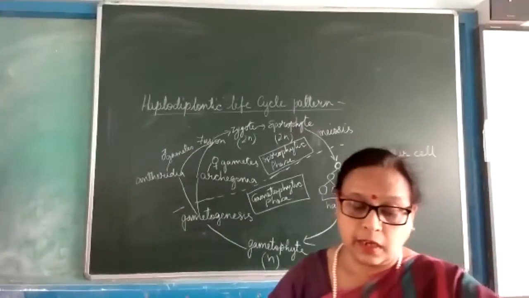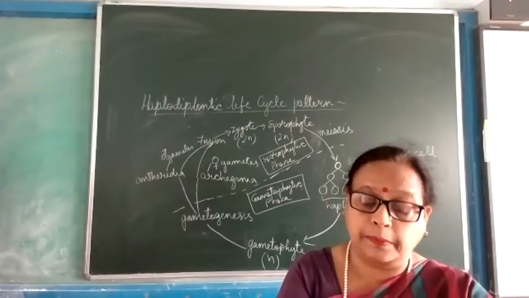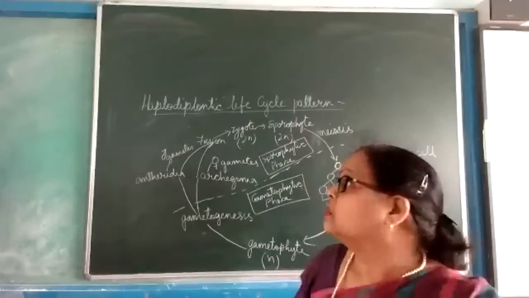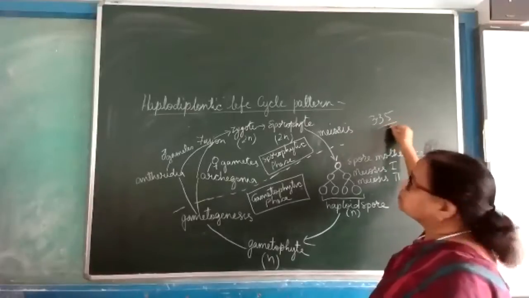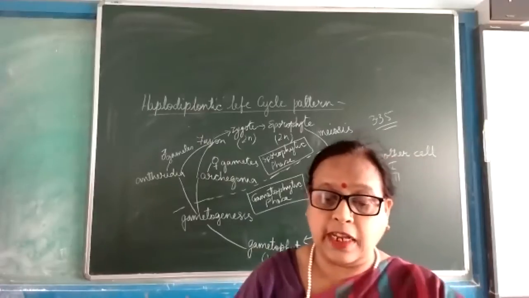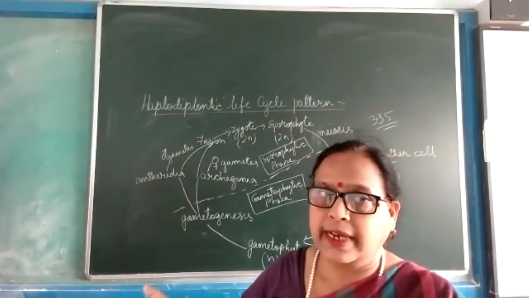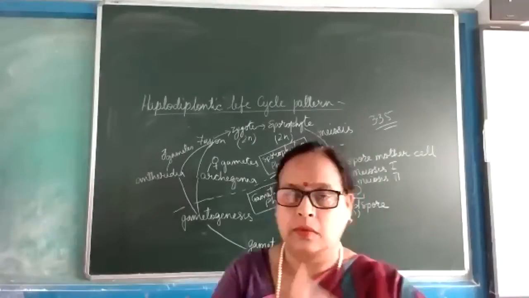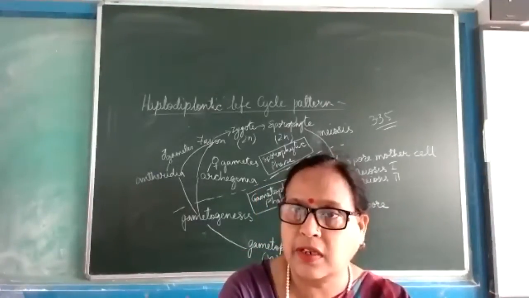Now for the life cycle, the graphical representation of the life cycle of angiosperm. You will be studying from your book itself, page 3.35. Open your book, page 3.35. I will be explaining in the book itself. I'm not going to draw the diagram here. So all of you look into your book and I'll explain it.